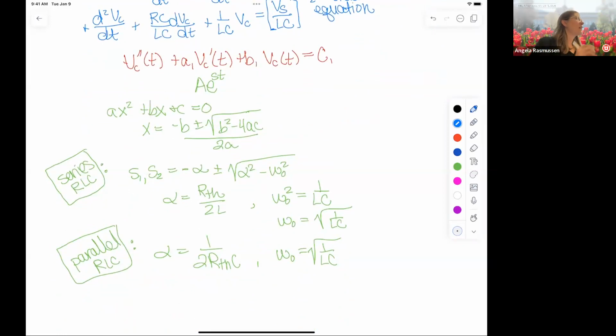I'm guessing that C1 is a constant. Yep. So C1 in this case is that VS over LC. Would you also have to figure out the particular solution as we figure out the general? Yes. Okay. Yep. And we'll get to that.